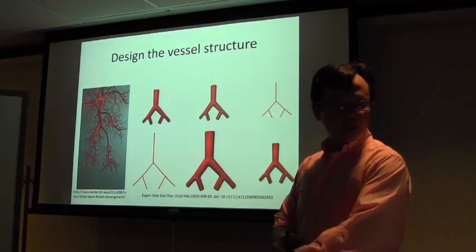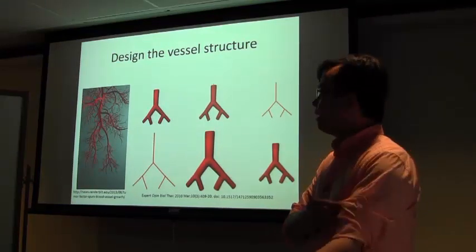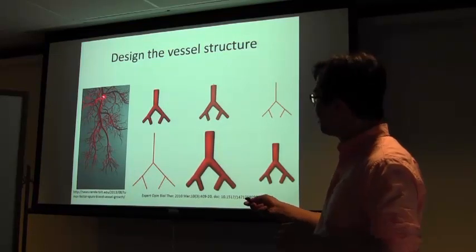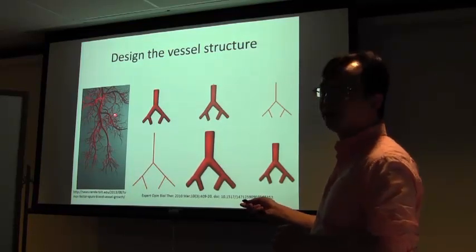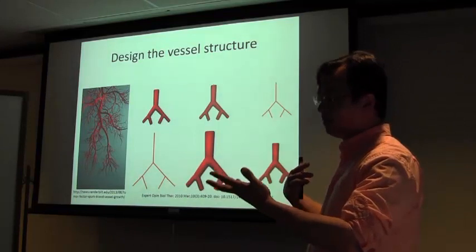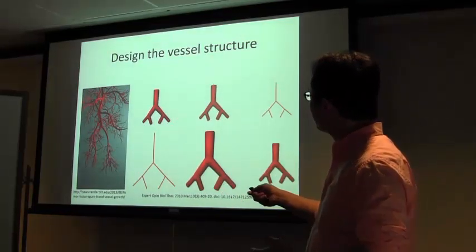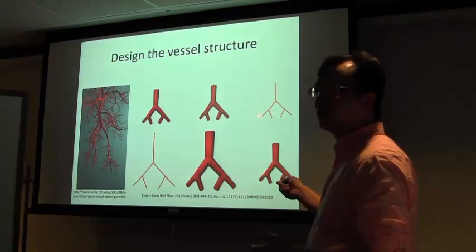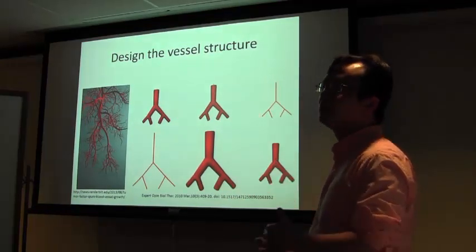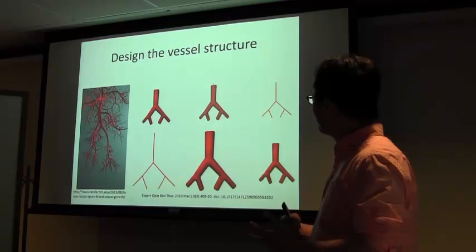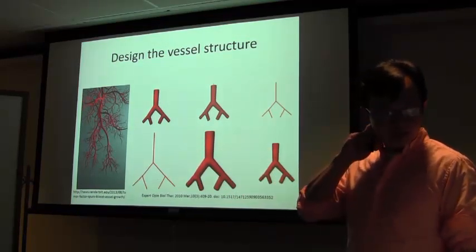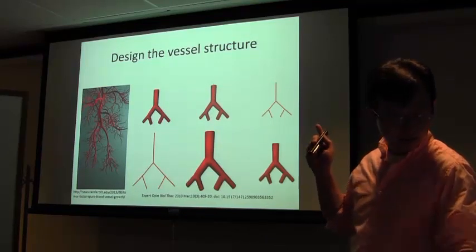To design the vessel, this is the blood vessel in the human body. You cannot design it so complicated, right? So you can simplify the structure with this design. People figured out that an angle like this is perfect for printing and pretty good for perfusion in the following application. So we just started this processing and finished designing here.